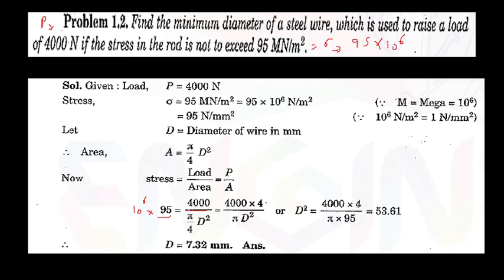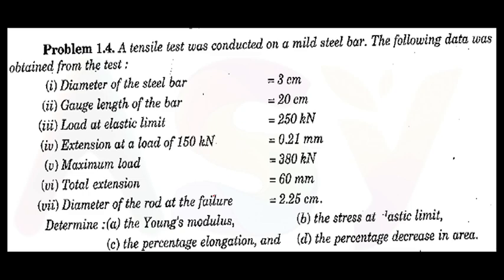If you want, you can also go from meter square to millimeter. This value is coming out to be, d square value is coming out to be 53.61 and the final d value is 7.32. Directly put this equation in the calculator and you will get the value of diameter, capital D. Okay, diameter.